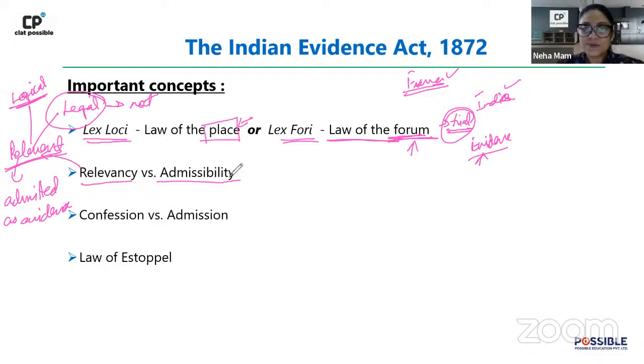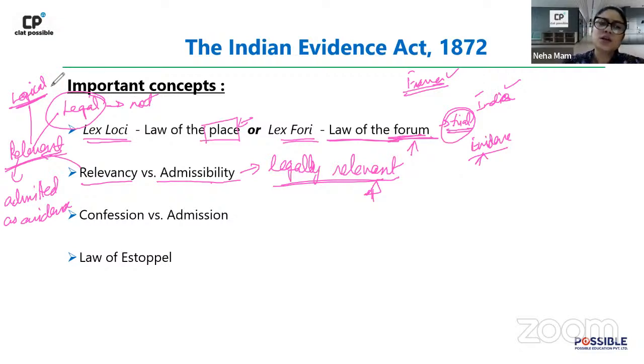Okay. What is admissible? Admissible is that which is legally relevant. Something which is legally relevant is what is known as admissible. So which thing is admissible as evidence under law? Something which is legally relevant. Whatever is not legally relevant, it might look logically relevant to you, but it will not be considered as evidence in order to prove the case.